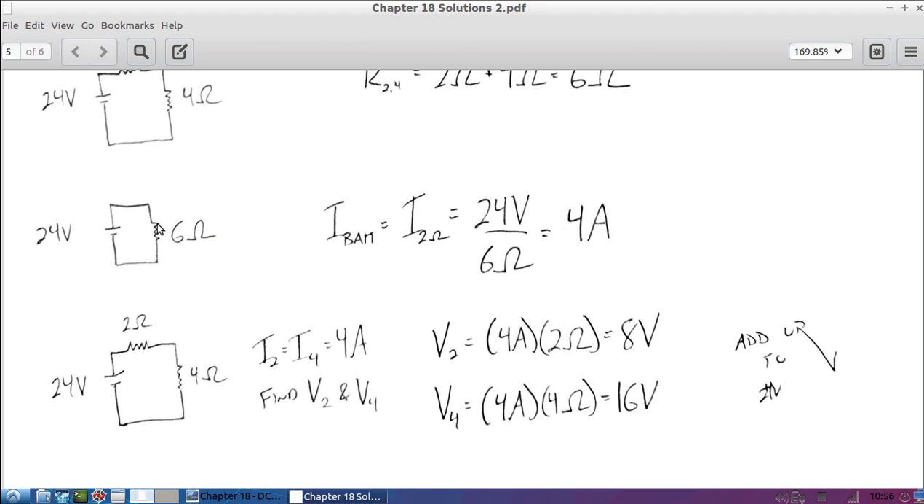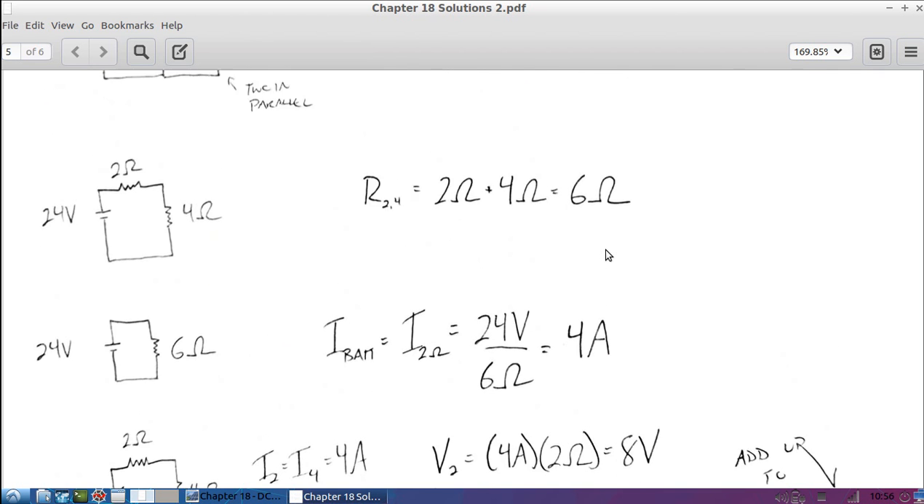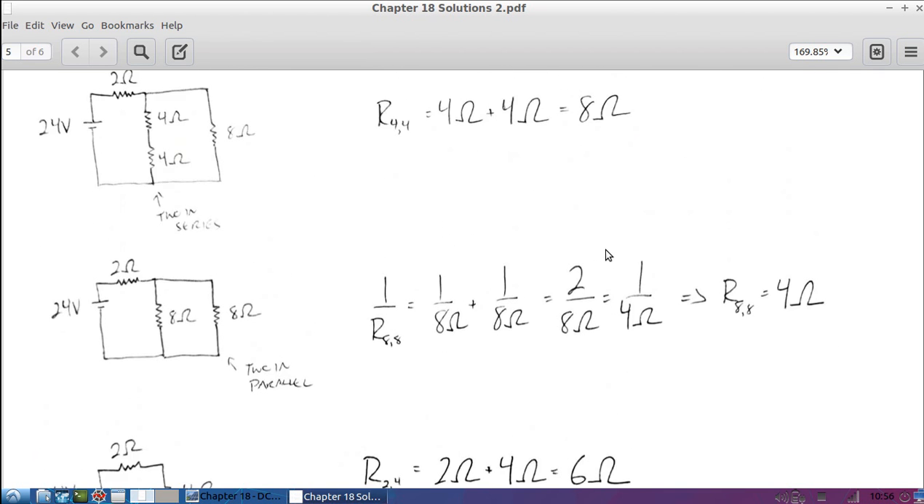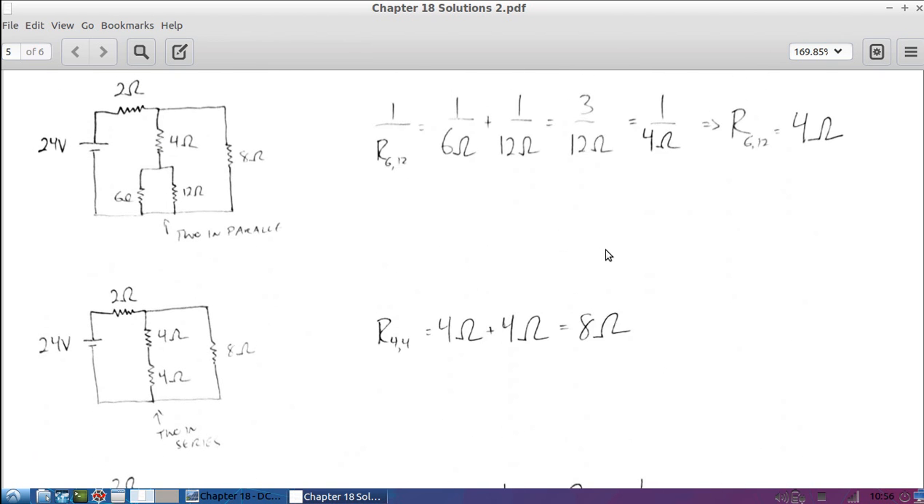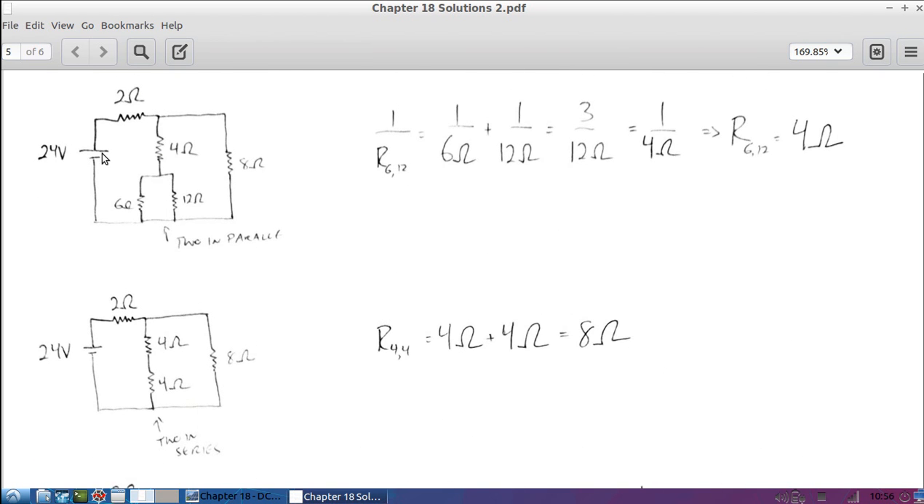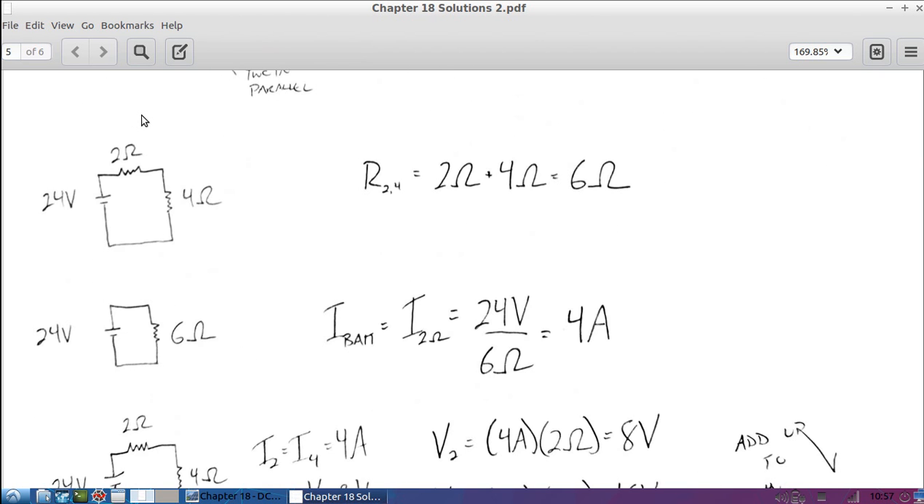I've got one battery, one resistor. I'm ready to use Ohm's law to find the current going through the battery. 24 volts divided by 6 ohms is 4 amps. So I'm going to go back to my original drawing and ask who is on the same path as the 24 volt battery. We only have one this time, that's the 2 ohm resistor. But we know the current through the battery and the current through this 2 ohm resistor is 4 amps.